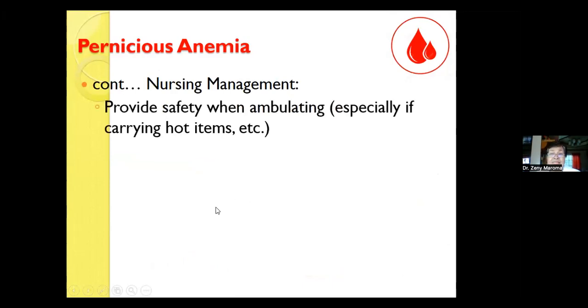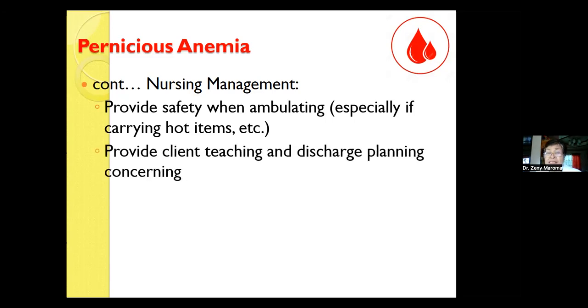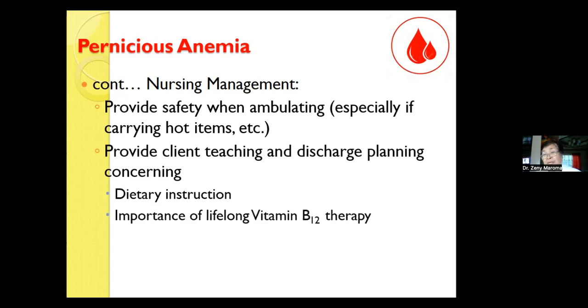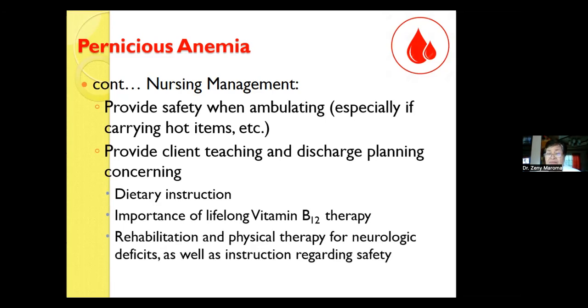Continue the nursing management. Since there are risks for injury, risk for fall injury, provide safety. So when ambulating, especially if carrying hot items, like carrying soup. Soup is delicious when it's hot, right? Then the patient trips and falls. There could be burn injury. Okay, so provide safety. And then provide client teaching and discharge planning concerning the dietary instruction and the diet which are good sources of B12. Then, lifetime injection of vitamin B12. Or if there is paralysis, maybe they need to be referred to physical therapy.